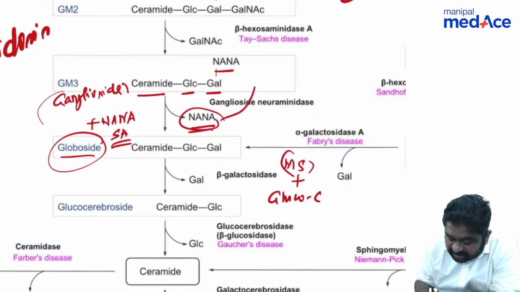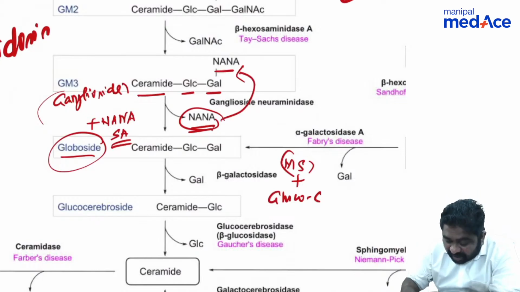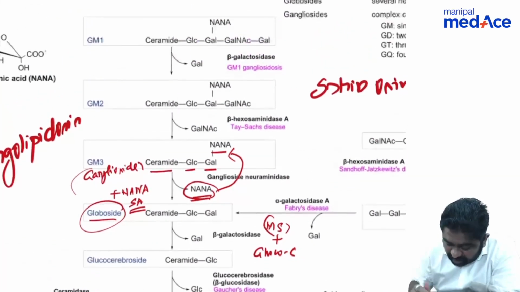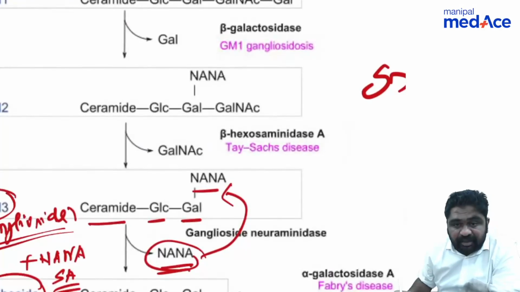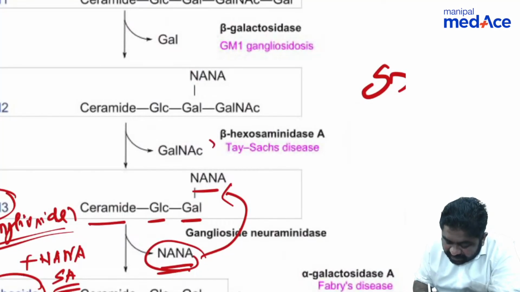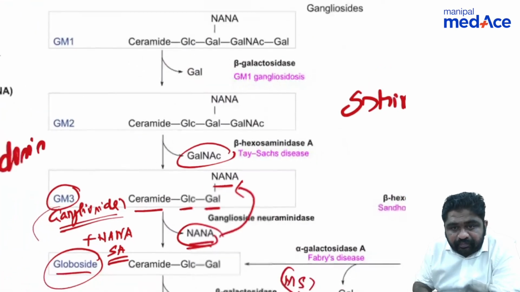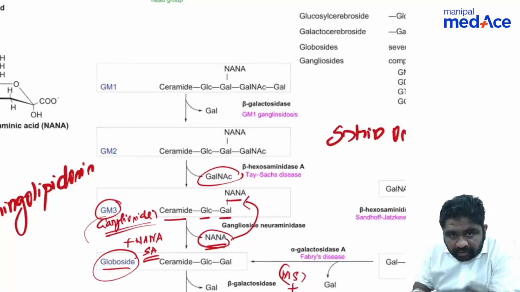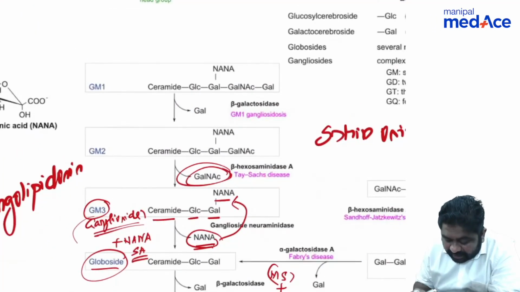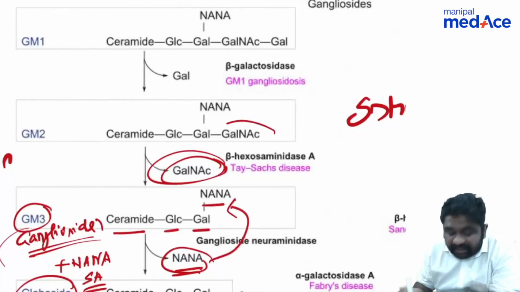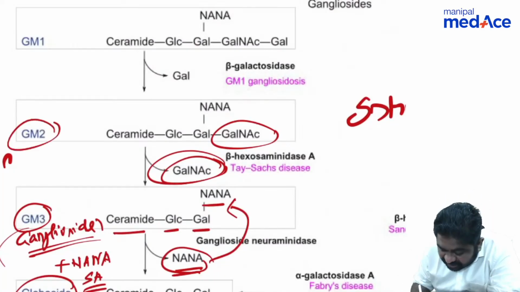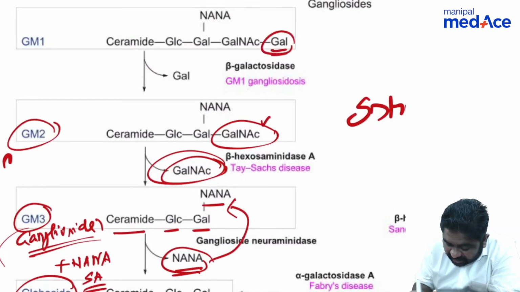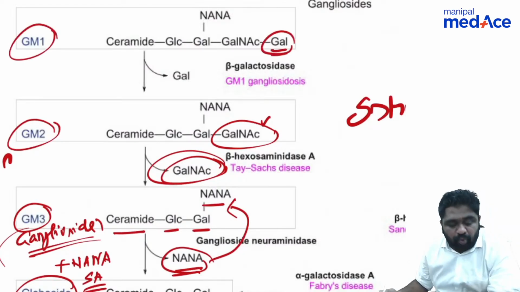Now the next addition is here. Now if I add one more thing, look at this part here. Now to the existing ganglioside called GM3, if I add GalNAc, this is N-acetyl-galactosamine, then that is called GM2. To that N-acetyl-galactosamine, if I add a galactose, that is called GM1.